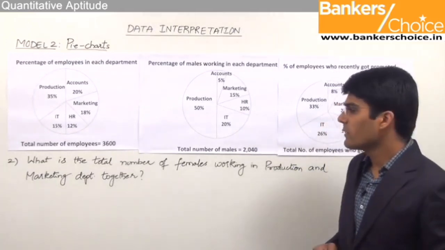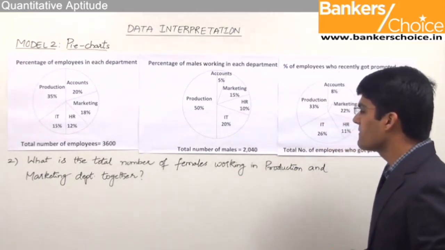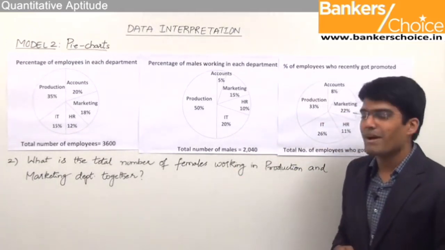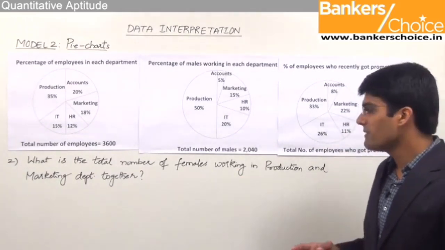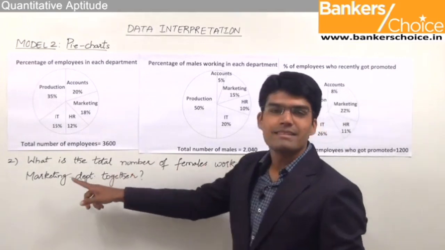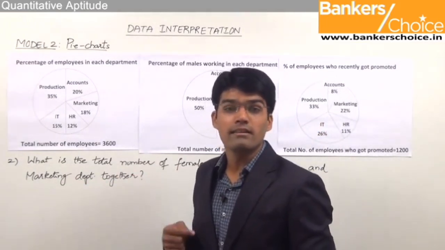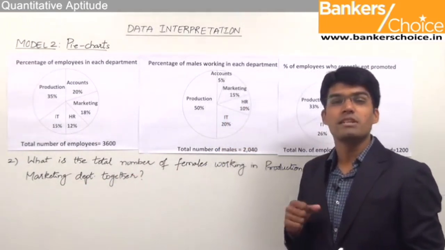Let us now see the second question here. What is the total number of females working in production and marketing departments together? Now that's a simple one. We need to find out the total number of females in production and marketing departments together. We have already learned how to find out the females from each of the departments.